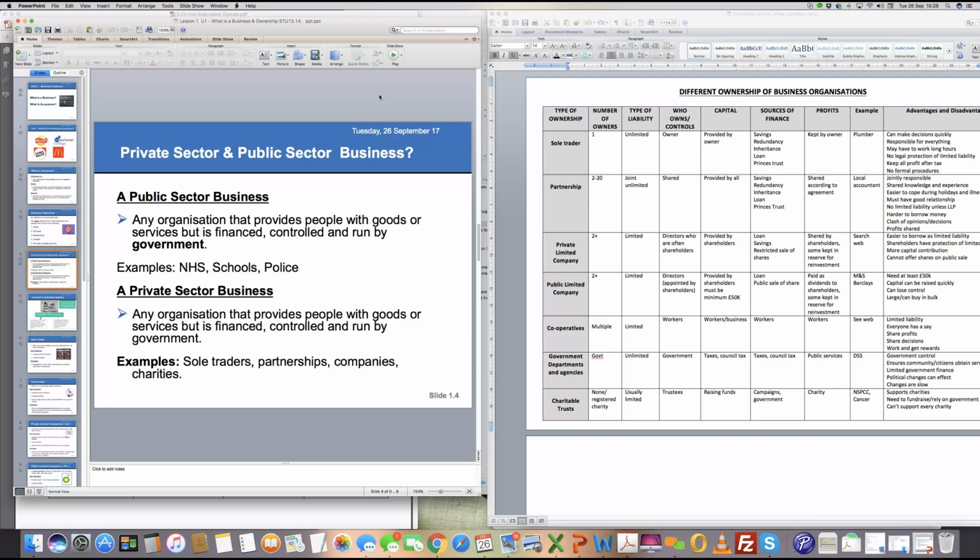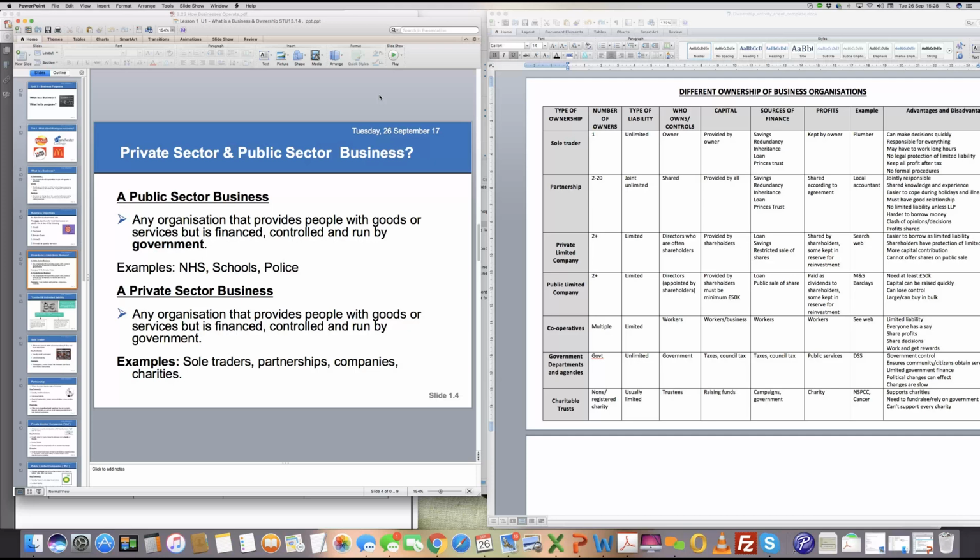You might register it as a private limited company, and that company will essentially be within your control, because the shares or the equity or the ownership of the company is within your control only. And that is why we classify it as something called a private limited company.